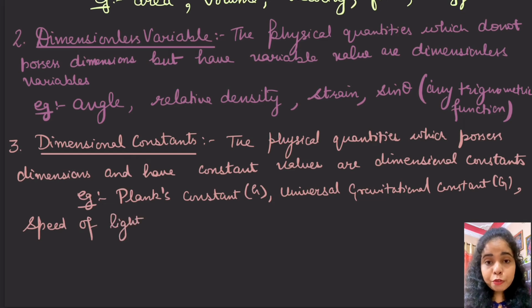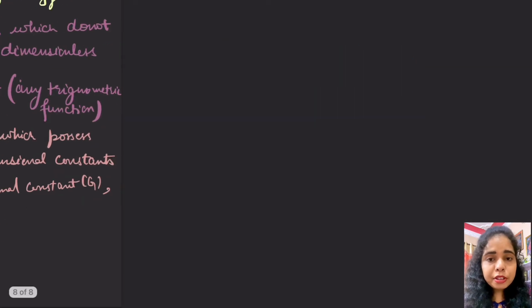Also, speed of light in air or vacuum. It is 3 into 10 raised to power 8 meter per second. That is, the fixed value of speed of light in air or vacuum is there, but it has dimensions, that is M^0 L^1 T^-1. So such physical quantities having fixed values are called constants, but these possess dimensions. Therefore, these physical quantities become dimensional constants.